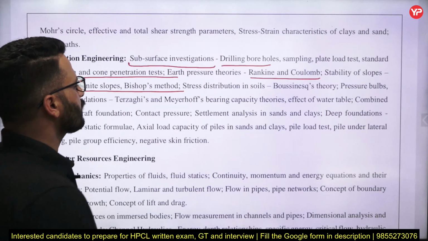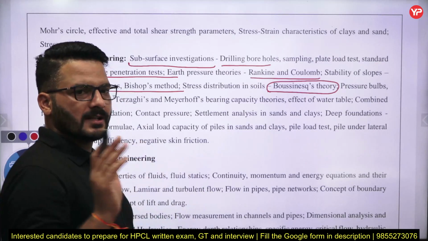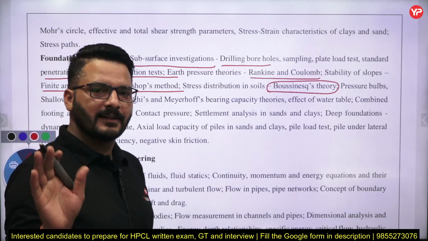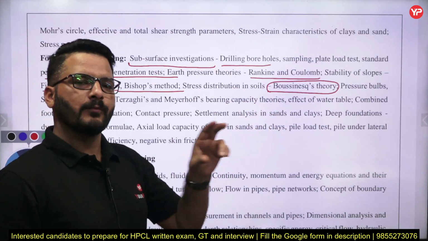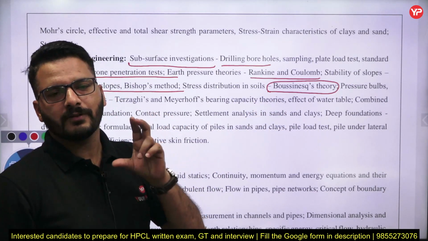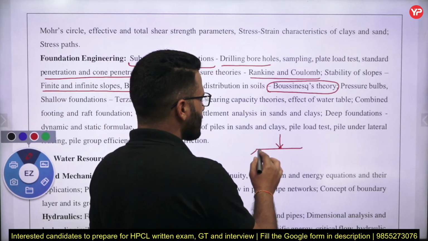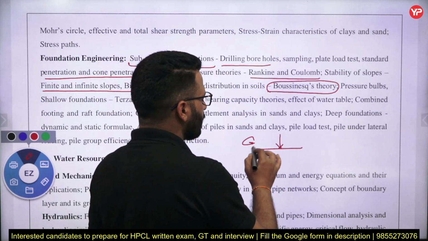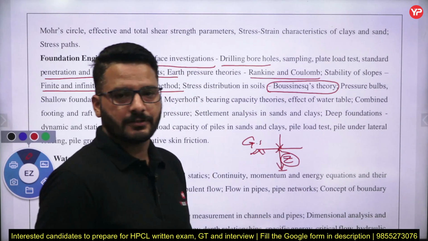So stress distribution in soil: Boussinesq's theory is extremely important. Although they mention only one, Westergaard is also there and Newmark's influence chart is also there, but Boussinesq's theory is the most important, and you will find most questions from it. There is a point load acting on the ground surface, and just below the point load at a depth of Z meter, might be 5 meter, 10 meter, what will be the vertical pressure?